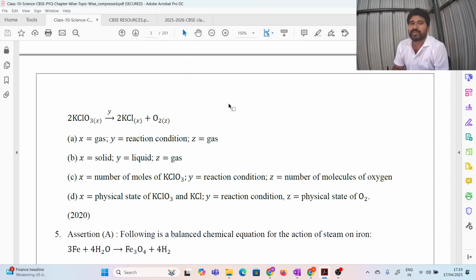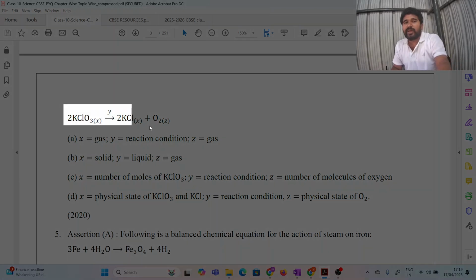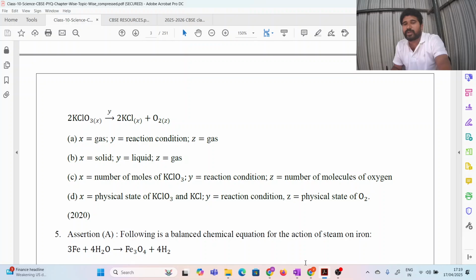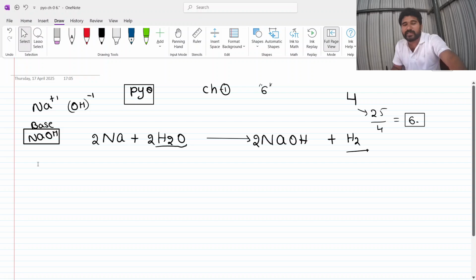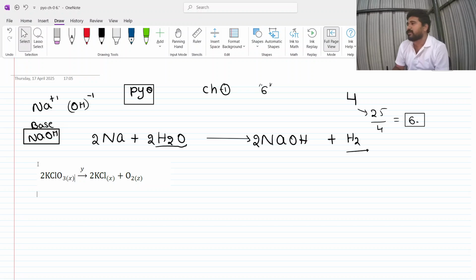Yes or no? Let me take this question. Y is nothing but what you are doing. It means we are going to supply some kind of heat or electricity; something you have to mention. And Z is a state. Z is a state. So, okay: X, Y, Z.